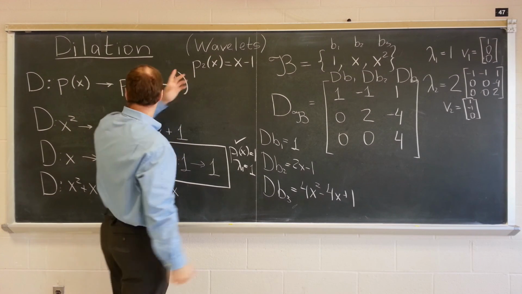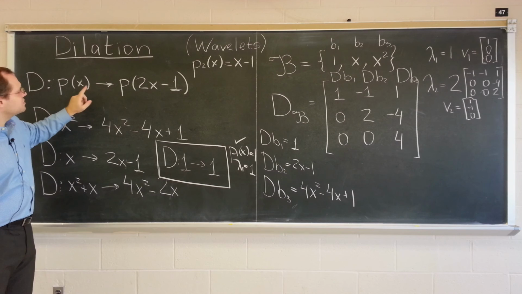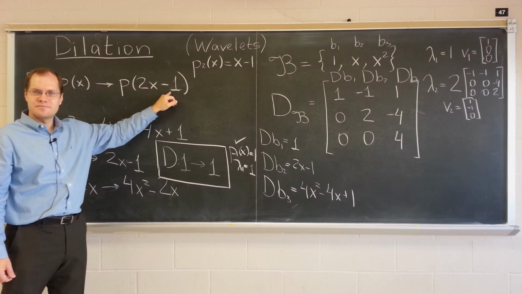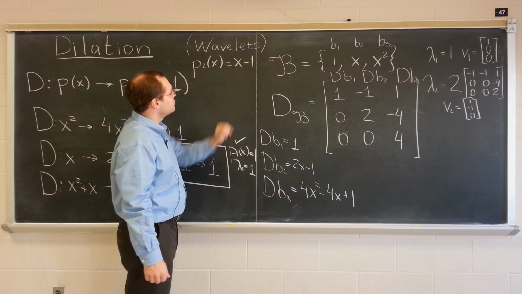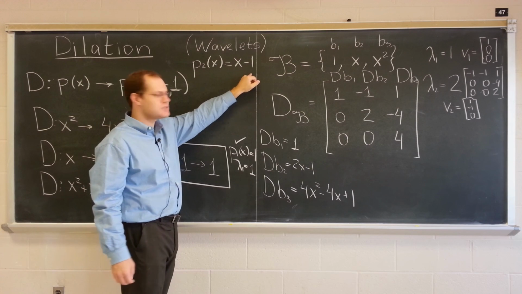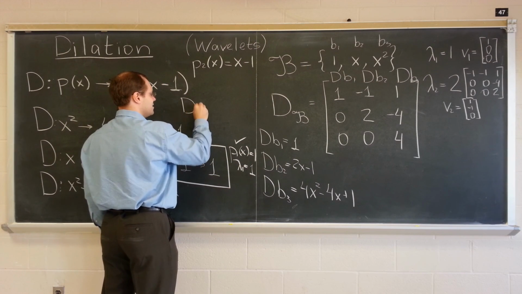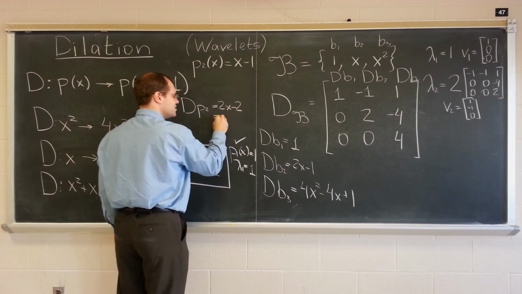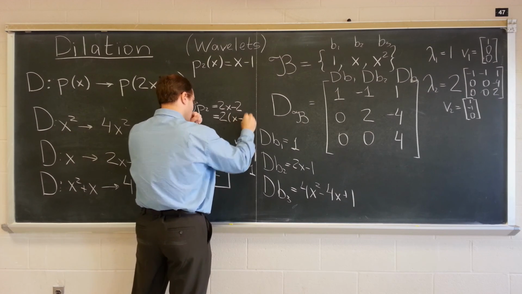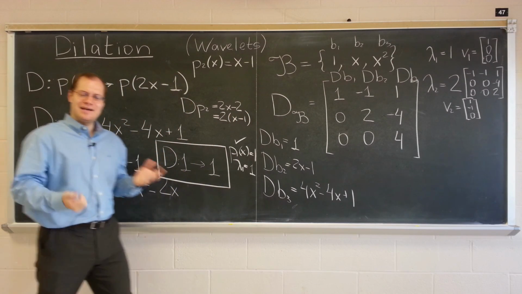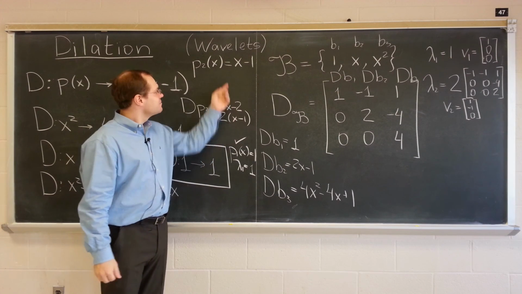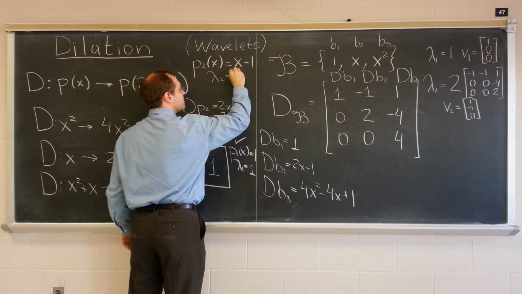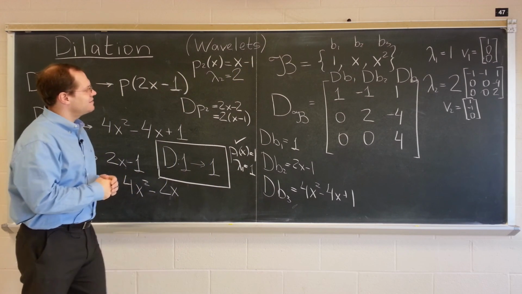So simple. Let's see if it actually works. What is x minus 1 under dilation? Well, the rule is plug in 2x minus 1 for x. So plugging in 2x minus 1, we get 2x minus 2. Hey, we find out that d of p2 is 2x minus 2, which is indeed 2 times x minus 1. I don't know about you, but I couldn't guess that x minus 1 works, and lambda 2 equals 2 is the corresponding eigenvalue.